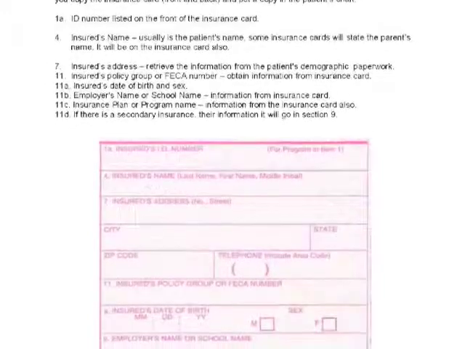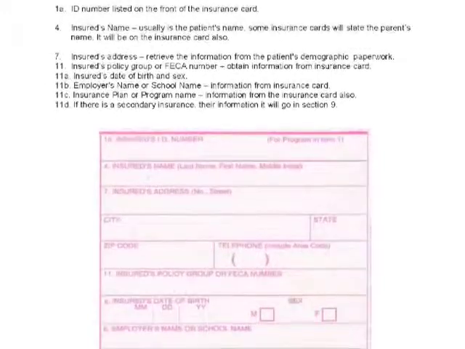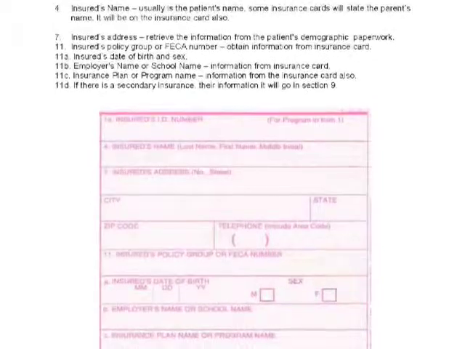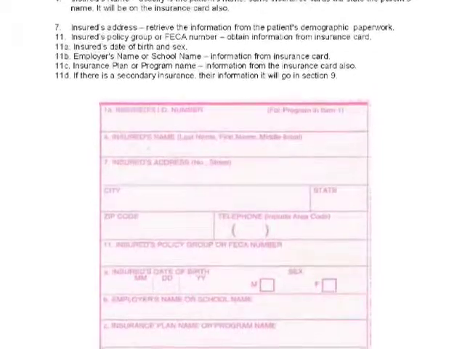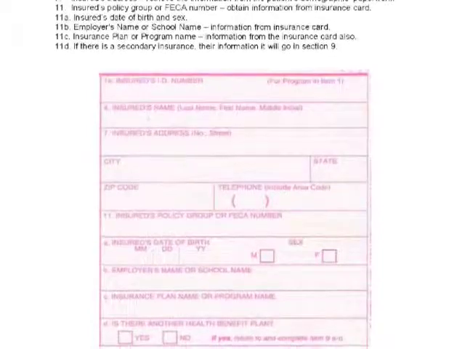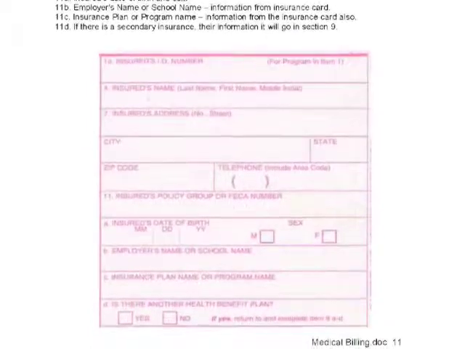Number 7, insured's address. Retrieve the information from the patient's demographic paperwork. Once again, that should already be in the computer. 11, insured's policy or group number or FECA number. Obtain that from the insurance card. 11A, insured's date of birth and sex. 11B, employer's name or school. 11C, insurance plan or program name.